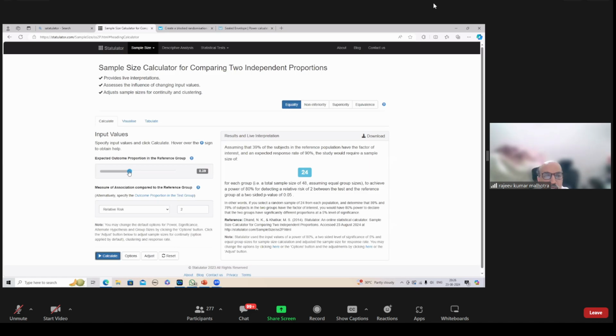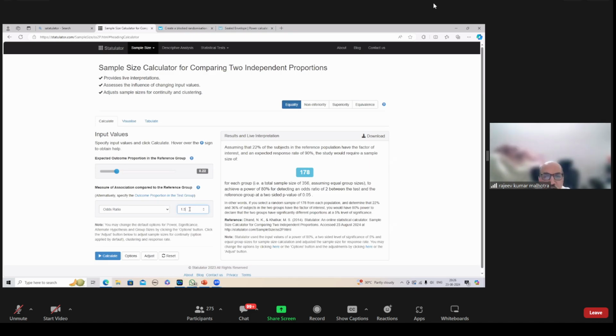If you decrease this one, your sample size will increase, or if you increase the reference population, your sample size will decrease according to the relative risk. Again, if you have an odds ratio, then you can put in your odds ratio.